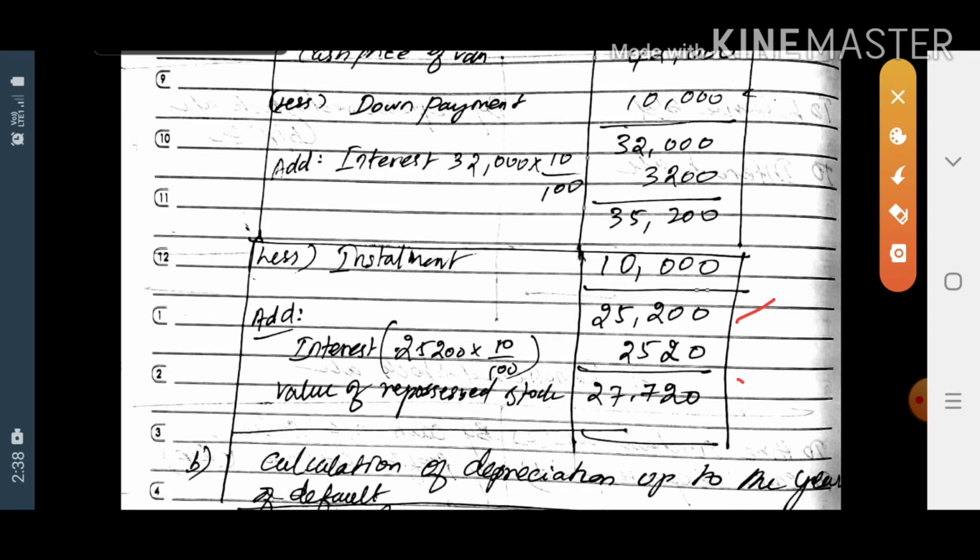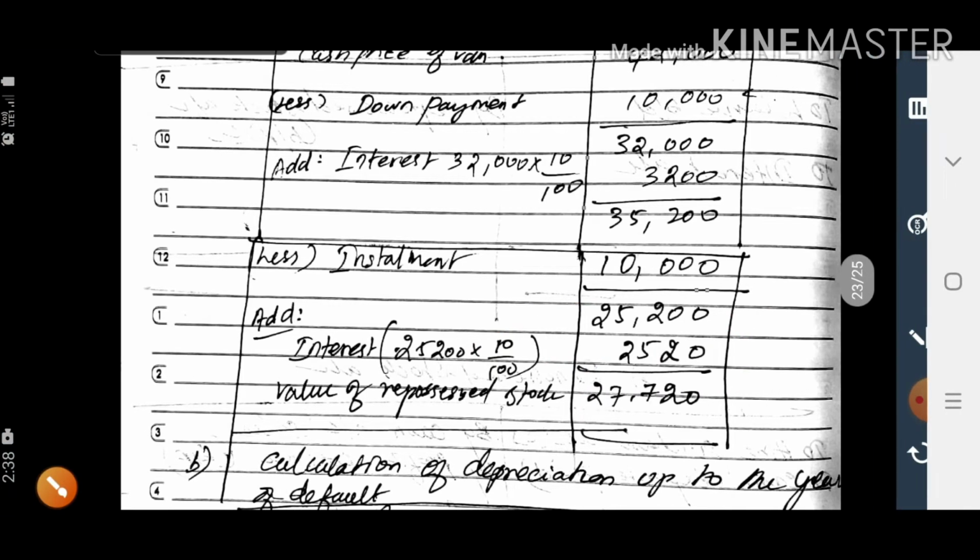Now the second year interest calculation. So 25,200 into 10 by 100, it is 2,520, and the total comes to 27,720.